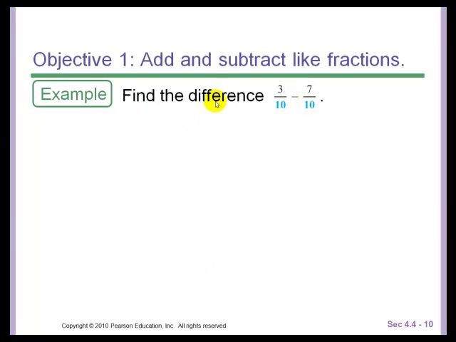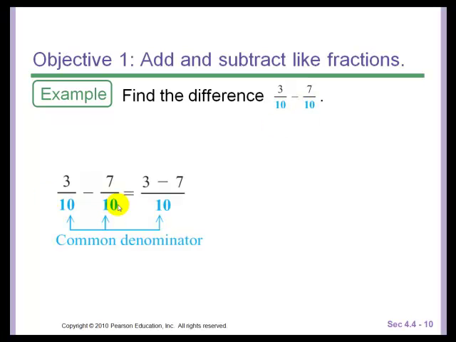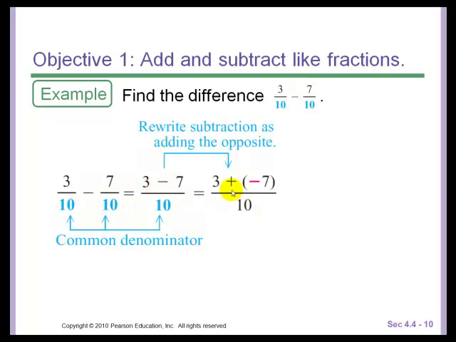Another example. Find the difference 3/10 minus 7/10. They have a common denominator, so you just keep that and you just subtract the two numerators, 3 minus 7. 3 minus 7 is -4. Again, if you need to, you can rewrite it as adding the opposite. I don't care which method you use as long as you get to negative 4 over 10. You can write the negative either in the numerator or in front of the fraction. These two things mean the same. However, we do need to simplify our final answer.